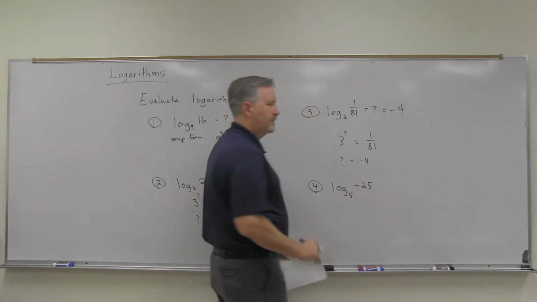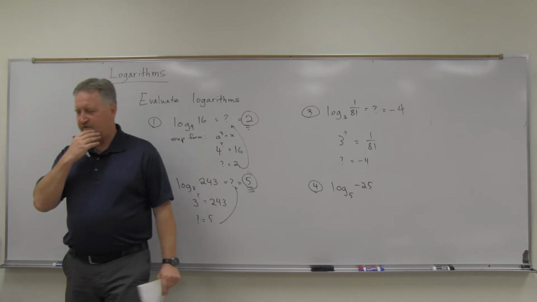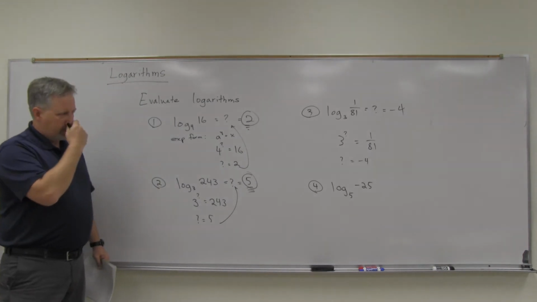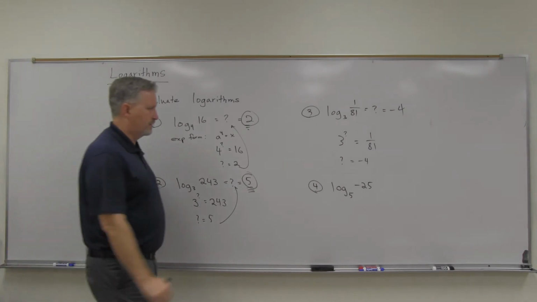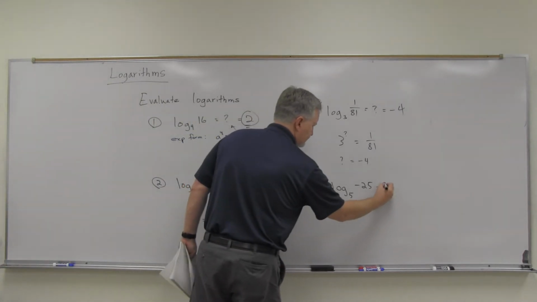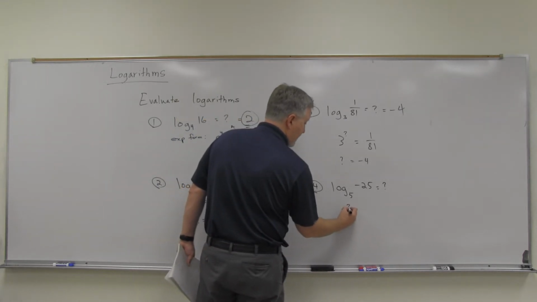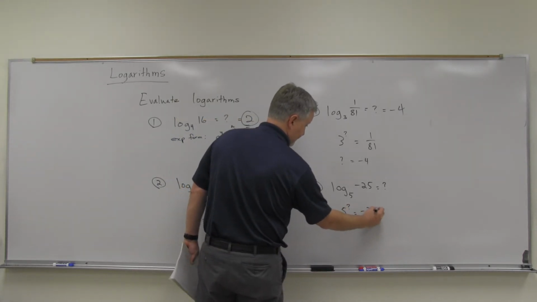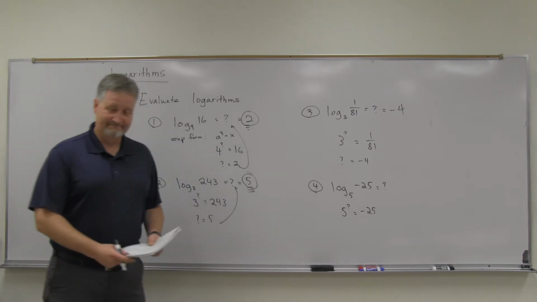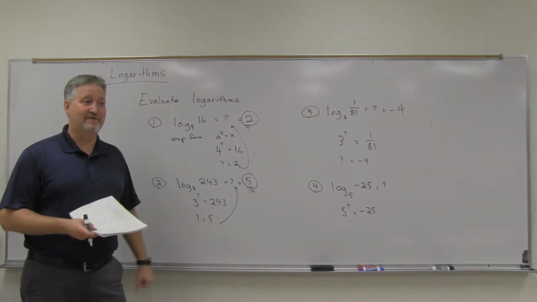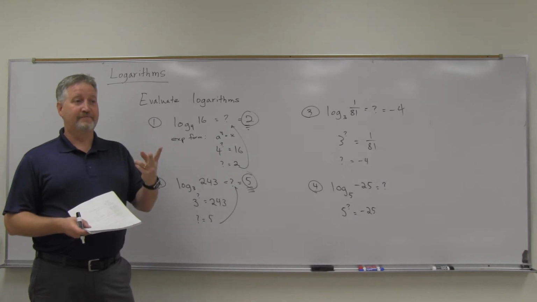Let's talk about some other types of values here. All right. So we solved that one. We got a negative value for that logarithm. What about this one? Well, if we set it up like we've been doing, I'm looking for what power of 5 gives me negative 25. Is there a power of 5, talking about real numbers, that gives me a negative 25? No, because x can't be negative.